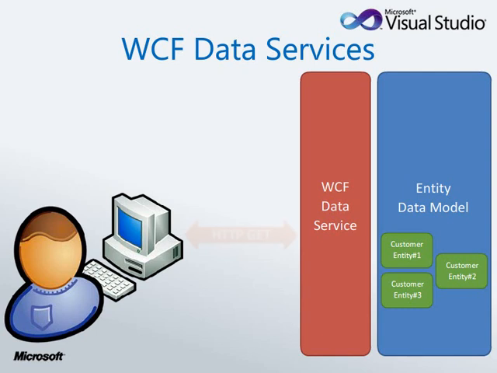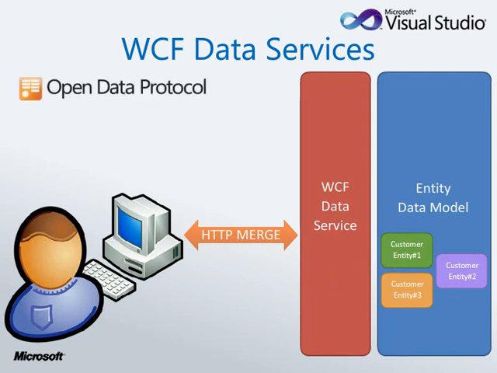A client retrieves an entity by using an HTTP GET request, creates a new entity by using an HTTP POST request, deletes an entity by using an HTTP DELETE request, replaces an existing entity by using an HTTP PUT request, and replaces a subset of the properties of an entity by using an HTTP MERGE request. These actions are defined by the Open Data Protocol, or OData, so you could create a client application with any programming language that enables you to send HTTP requests.